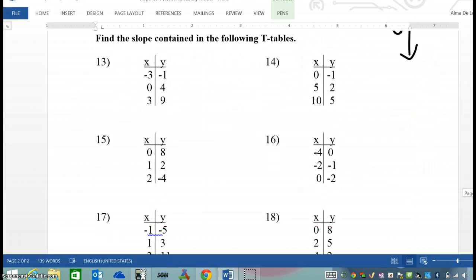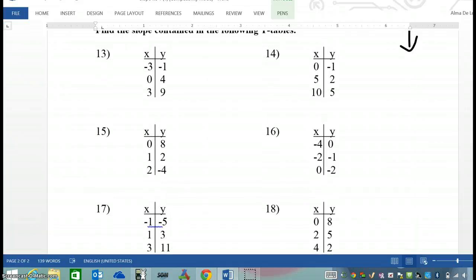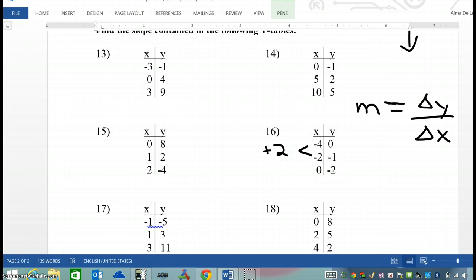Okay, now the very last problem I'm going to go over is 16. In problem 16, we are looking at rate of change. We're looking at slope with the opposite line. And remember, it is a change in y over the change in x. To go from negative 4 to negative 1, I have to add 2. Negative 4 plus 2 gives me negative 2. Negative 2 plus 2 gives me 0. 0 minus 1 will give me negative 1. Negative 1 minus 1 will give me negative 2.